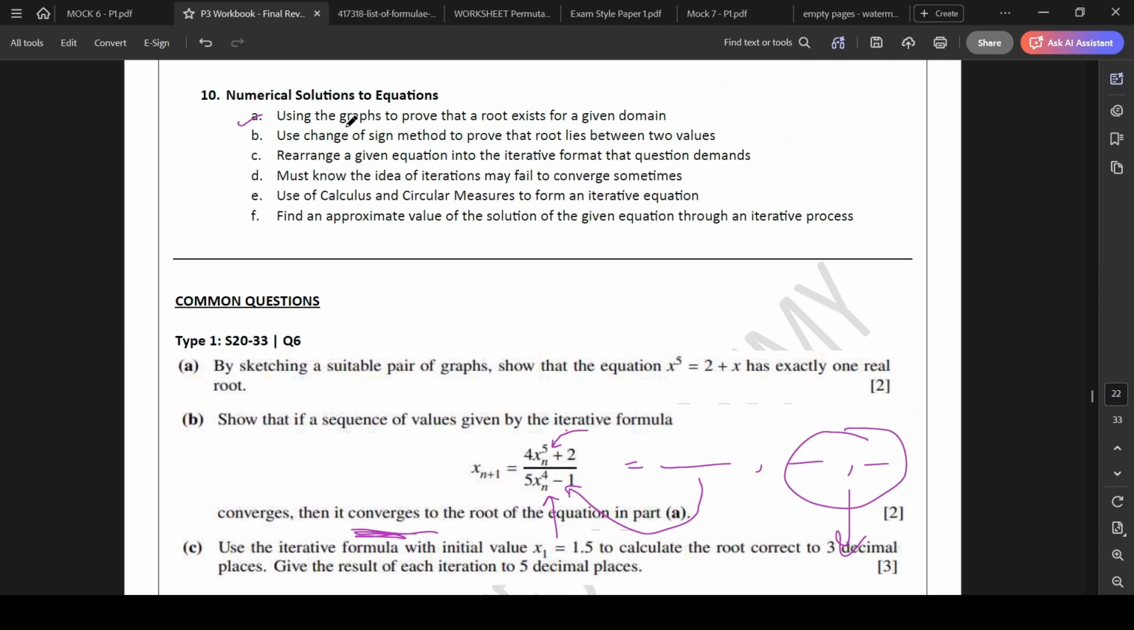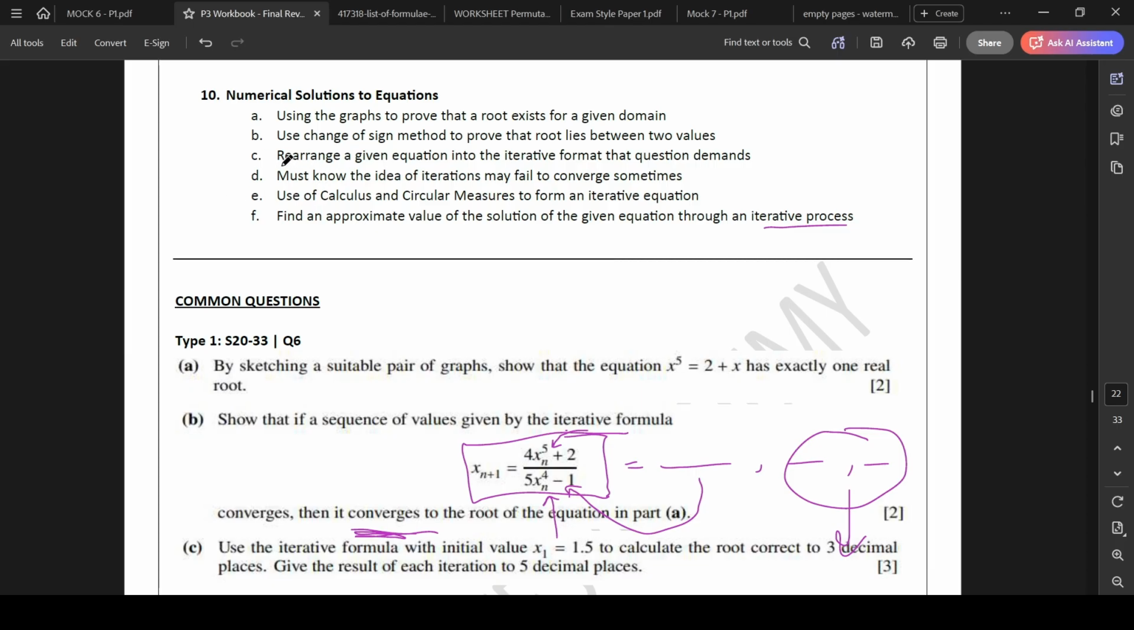So yes, the first point is that you use the graph to prove that the root lies in a particular domain, but it does not tell you what the exact root is. The second one is to use the change of sign method to prove that the root lies between two values. That is to make a function like this, put in the two values that are given to you, and if there is a change in the sign, one positive, one negative, it means that your root is present somewhere in between these values. But again, with these two methods, we are not finding the approximate value of the root. So we find the approximate value of the solutions using the iterative process once we have an iterative equation.